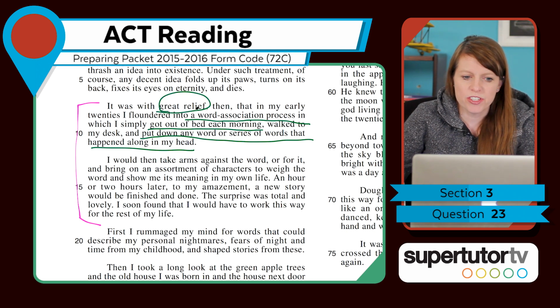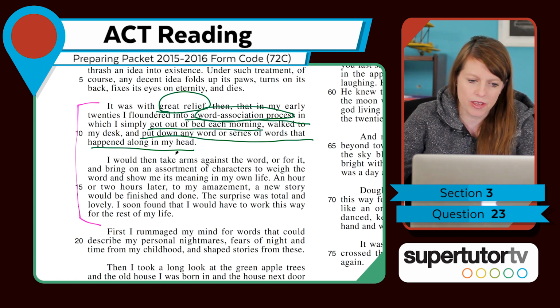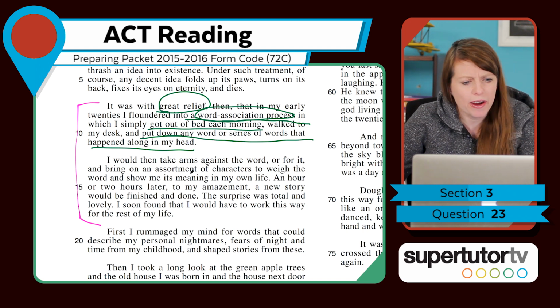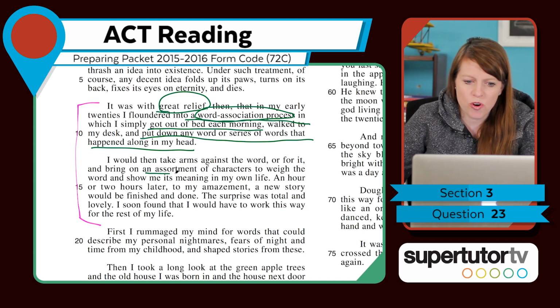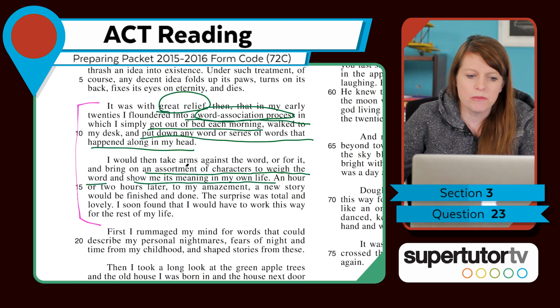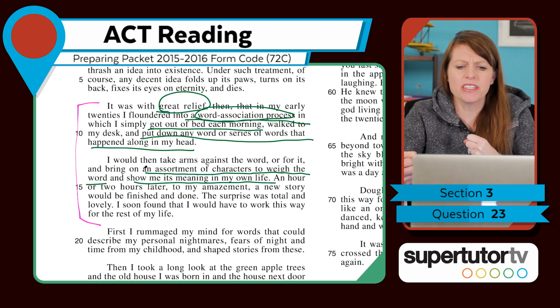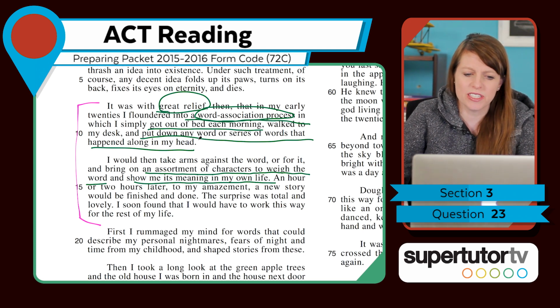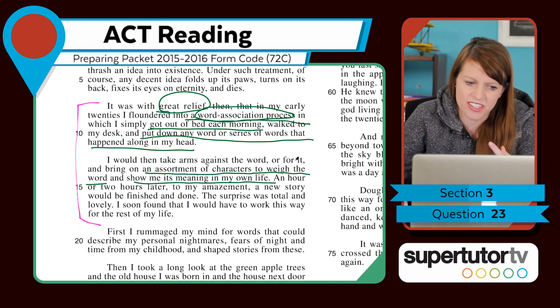So it was with great relief. So this word association process, he's really digging. And this is how it works. He does these three things, right? Writes down any word. "Then I would take arms against the word or for it and bring on an assortment of characters to weigh the word and show me its meaning in my own life." So he has this word, and then he takes arms against it or for it. So he either is like, I love this word, or he's like, I hate this word.